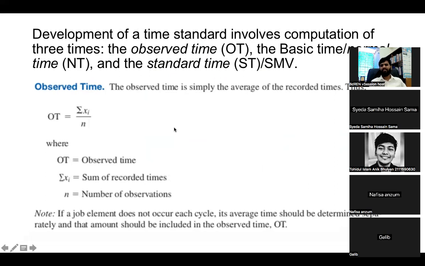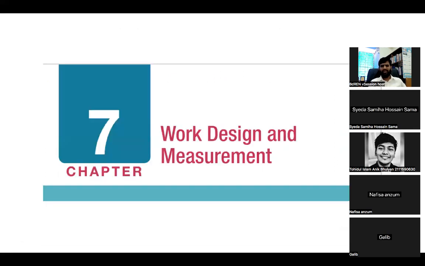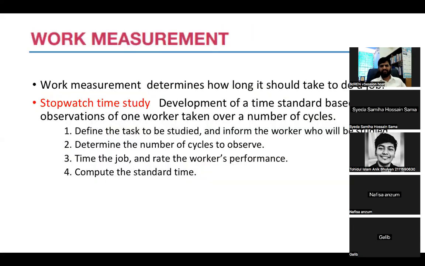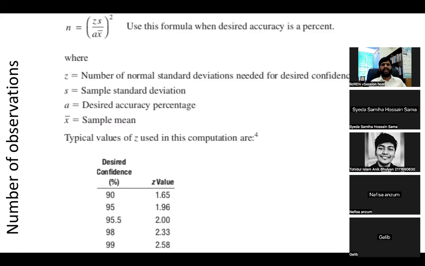Yeah, আমার 10%. I'm expecting the error will be around 10%. Yes, sir. This A is your expectation. Here is A. Can you see n equals (Z S divided by A X bar) squared? A is your expectation, then the average will have 10% error. And Z means your confidence.